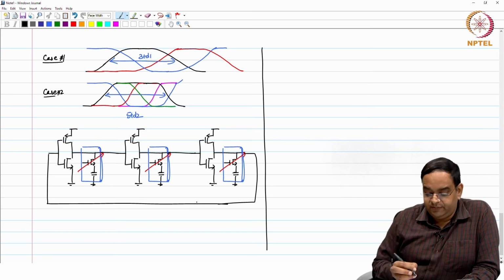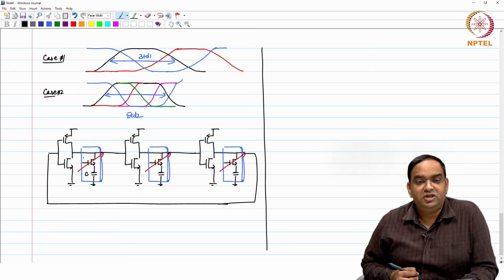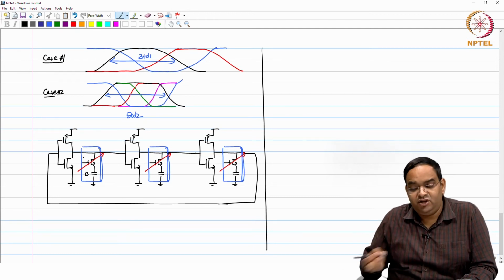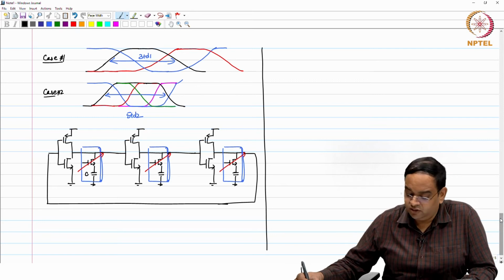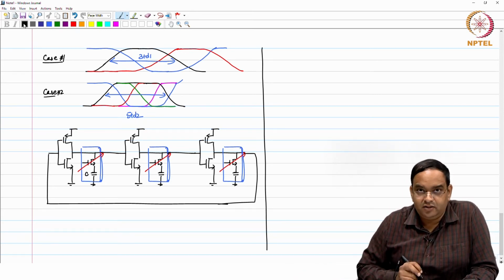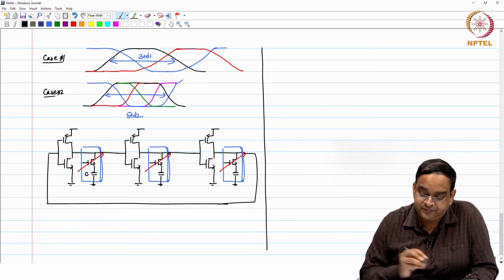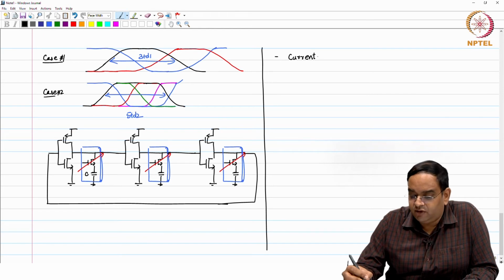Based on how much capacitor you are switching on the inverter, you will change the load of the inverter, and then you are going to vary the output frequency. So, you can do that. Another way to vary the delay, or to increase the delay, is using current starved inverters. Okay.